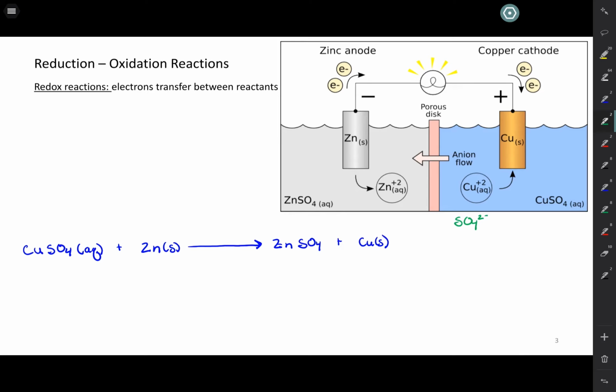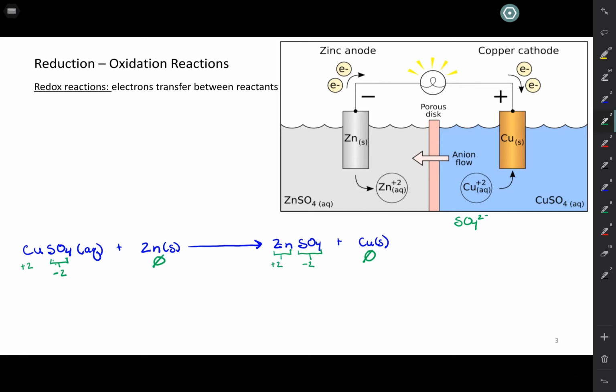So right off the bat, we know that zinc here has a 0 charge because it is just solid zinc, and copper also has a 0 charge as solid copper. This whole species of SO4 has a -2 charge, which means our copper cation is going to have a +2 charge in this case. And the same thing over here in the products, our SO4 still has a -2 charge, our polyatomic anion, and our cation of zinc has a +2 charge.